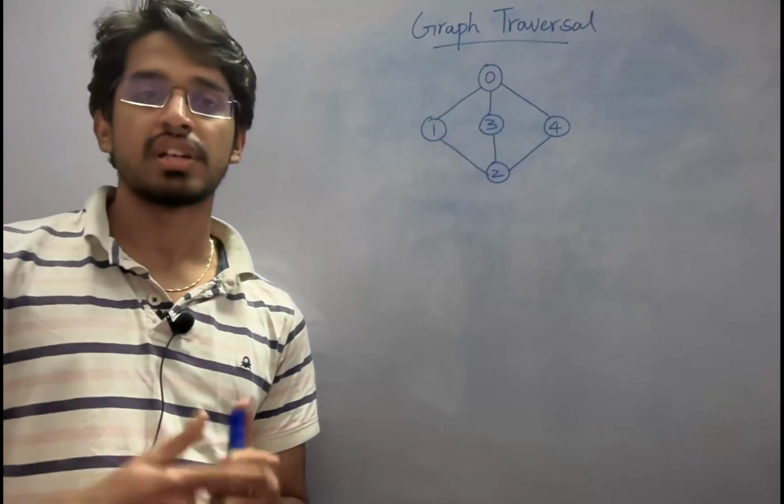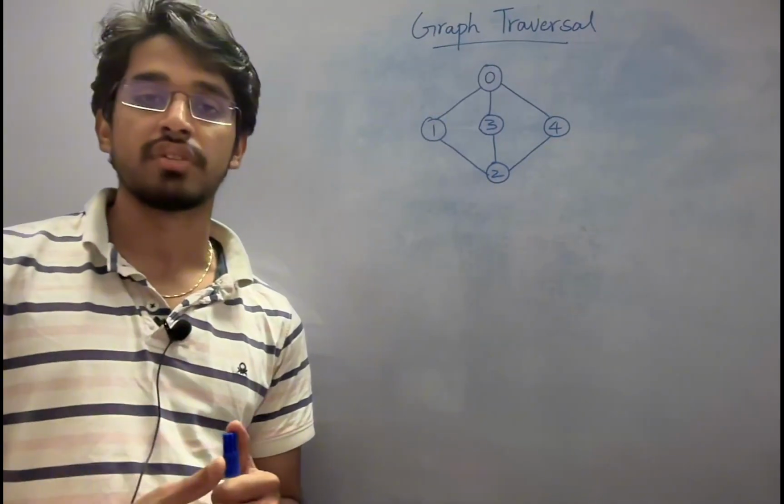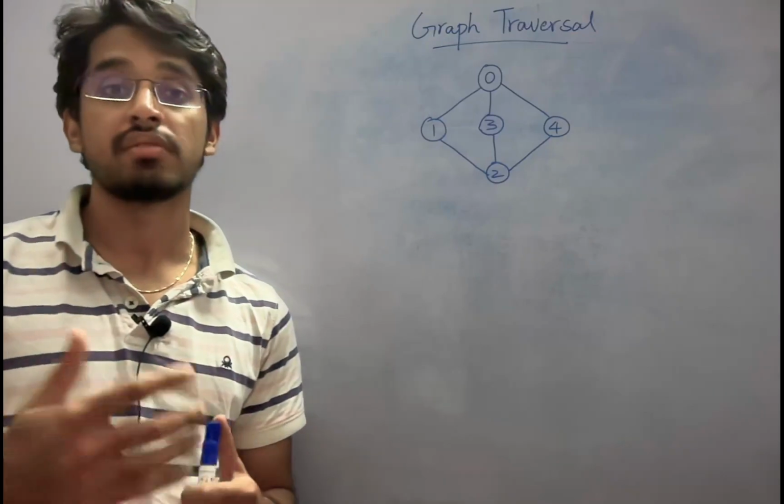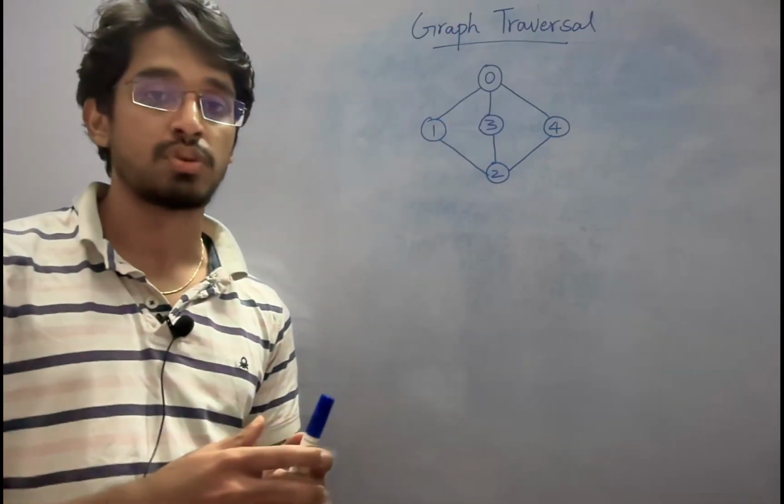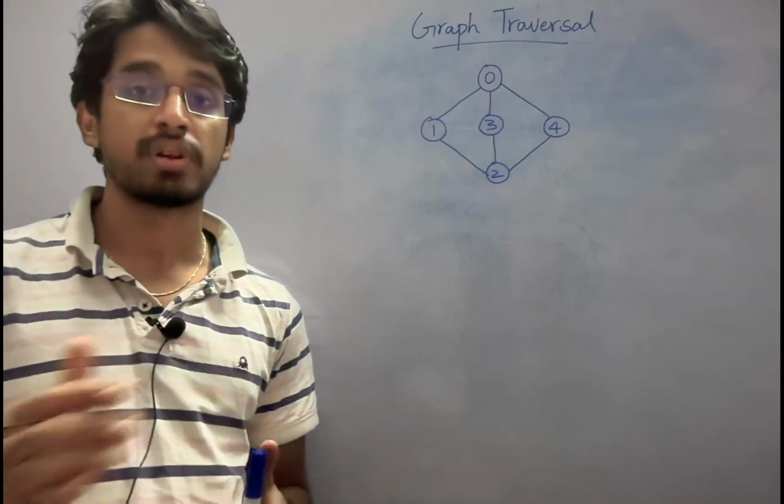So hey everyone, in the last video we understood how to construct a graph. In this video we are going to understand how to traverse a graph. Let's say this is a graph and I just want to put all of the nodes into a particular array. So basically I want to traverse all of it.